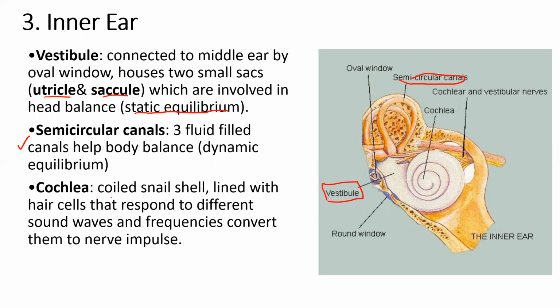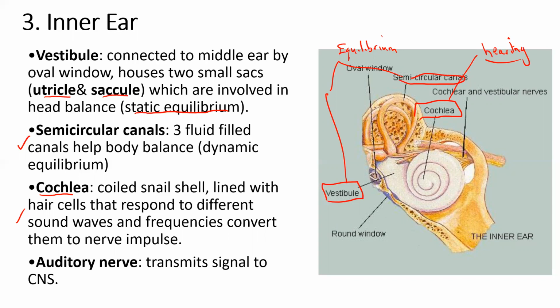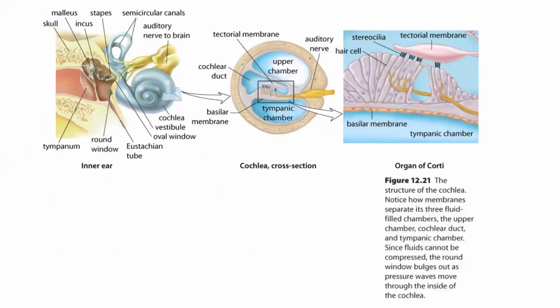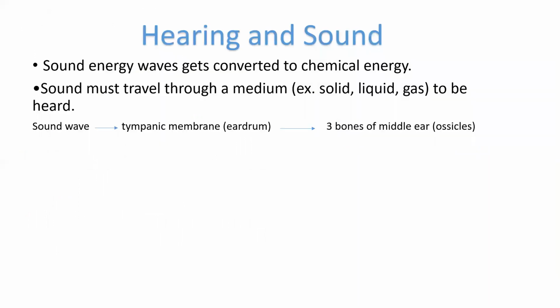The cochlea, coiled snail shell, there it is, lined with hair cells that respond to different sound waves and frequencies. And so vestibule and semicircular canals are involved in equilibrium, balance. Okay, cochlea involved in hearing? Yeah, the auditory nerve. Okay, so figure 12.21 shows this, and we just want to look at how hearing and sound work.